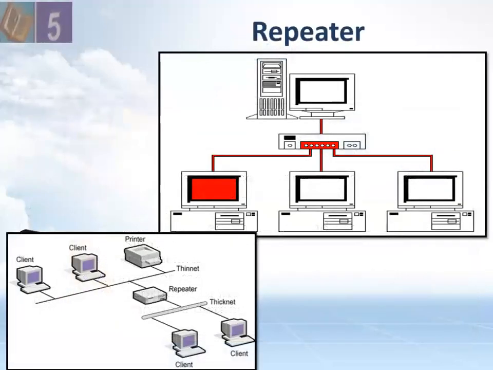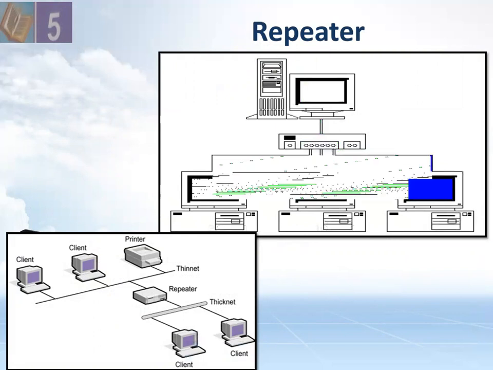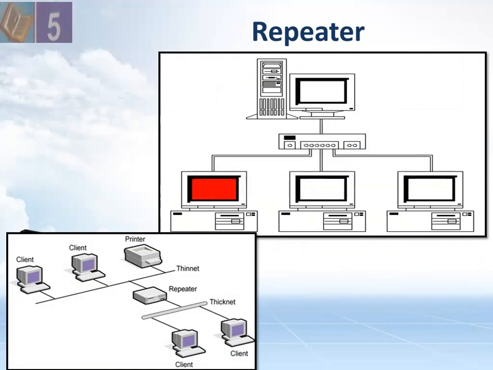So here we can view, this is computer A that wants to send the data, and the repeater is used to amplify and enhance the signals. Enhance the signal, repeat the signal, and then broadcast to the next computer and the next level.